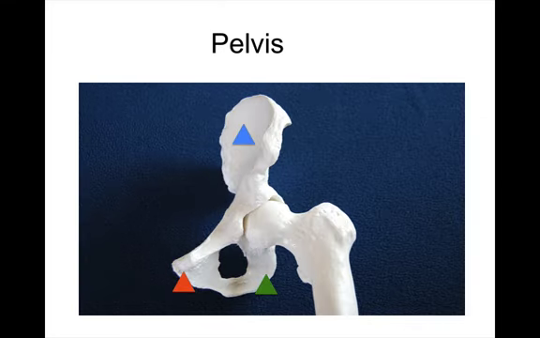So those are the three bones there, as indicated by the three colored triangles. So we have, indicated by the blue triangle, the ilium. And then we have the pubis, as shown by the red triangle. And then lastly, the green triangle is showing the bone called ischium. So these three bones are fused together to form the pelvis, which is the hip.